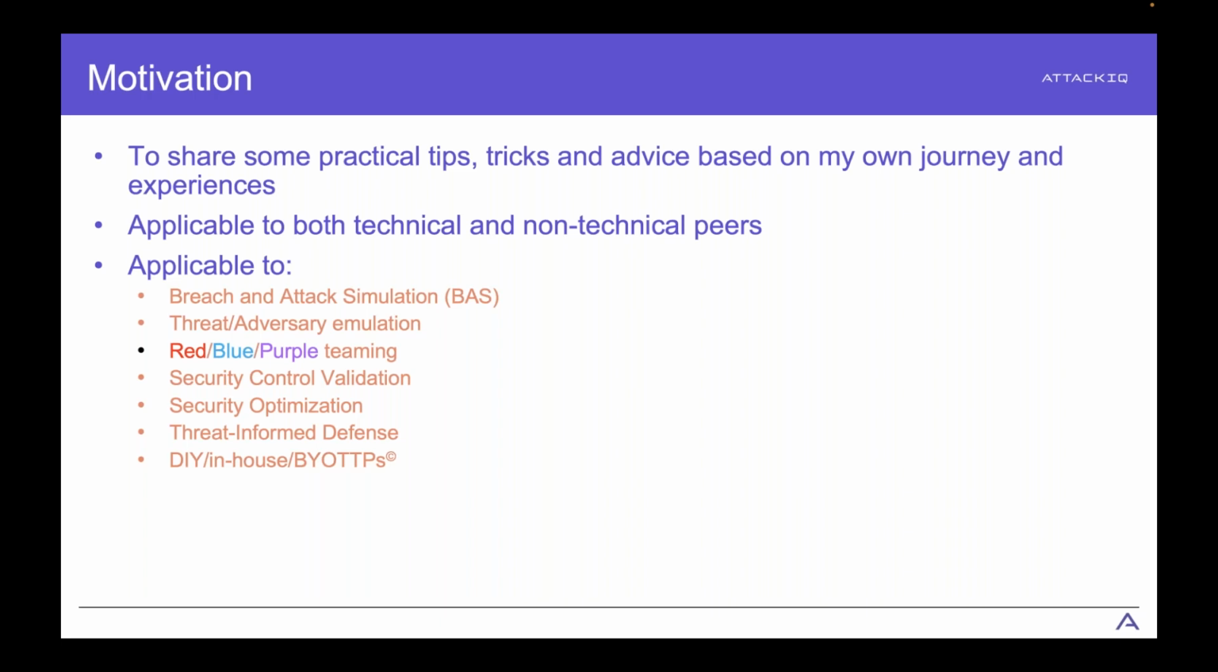So obviously I've listed a bunch of terms on this slide. This talk is somewhat related to all of them. Some of these terms are in fact used interchangeably, but whether you're implementing a breach and attack simulation platform, whether you're doing threat and adversary emulation, whether it's red, blue, or purple teaming, or even if you're doing your own do-it-yourself, in-house projects, bring your own TTPs, as I coined the term, it really doesn't matter. The overall concept applies to each of those different terms.